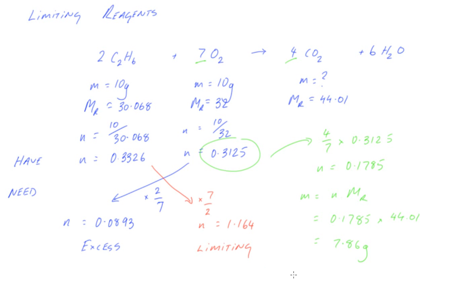So again, just highlighting, it does not matter whether you start from ethane or oxygen, you're always going to get the correct answer to work out the limiting reagent, to work out the amount of products produced. And that's it.